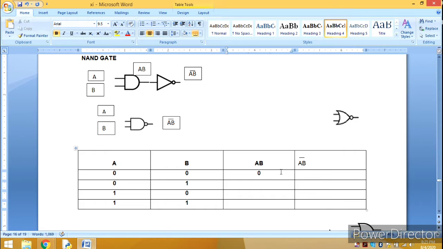0, 0 here, 0, 0, very good, here 0, and here 1, 1, 1, very good.